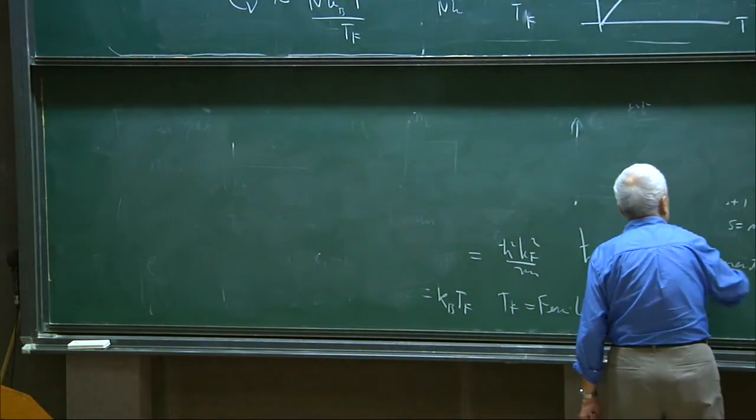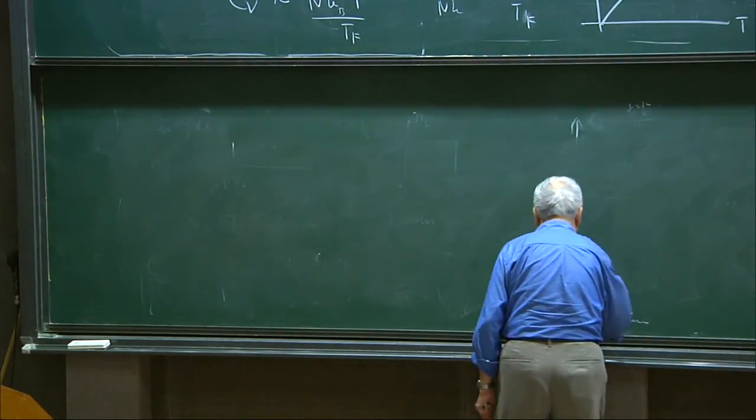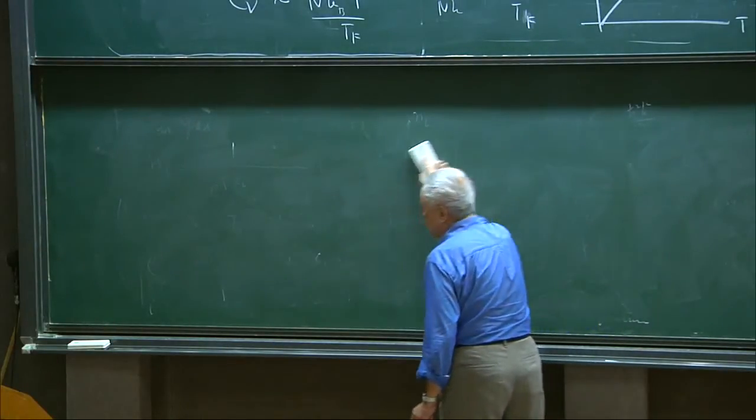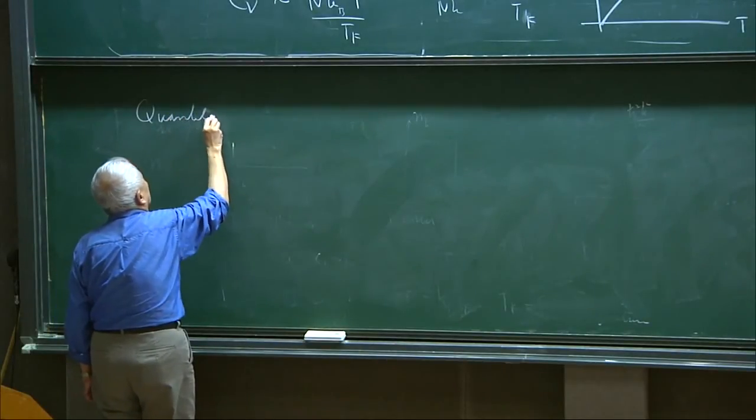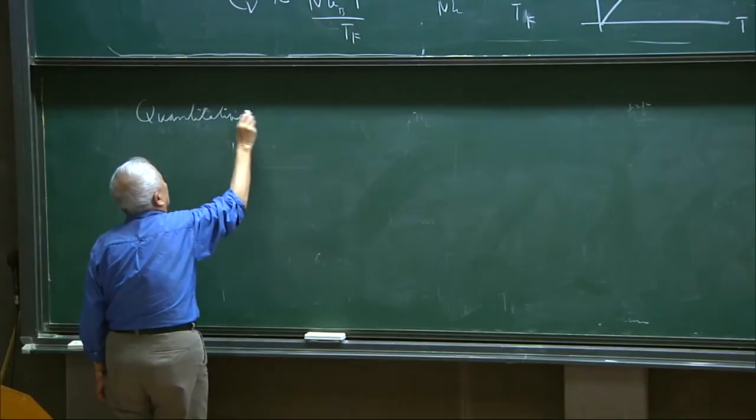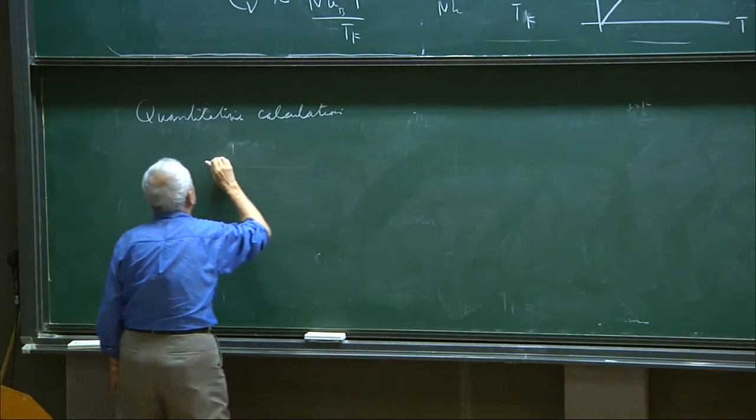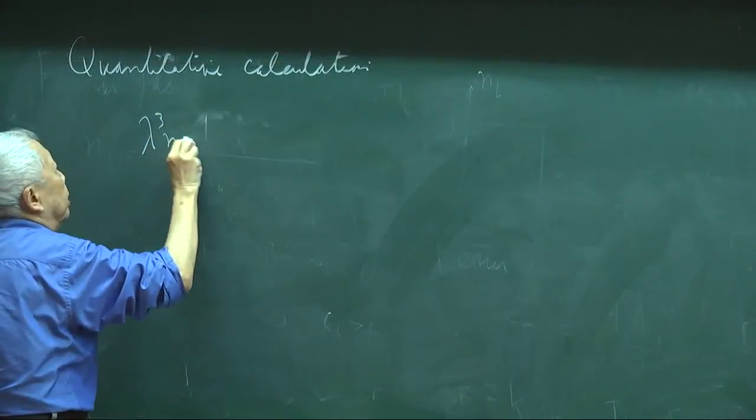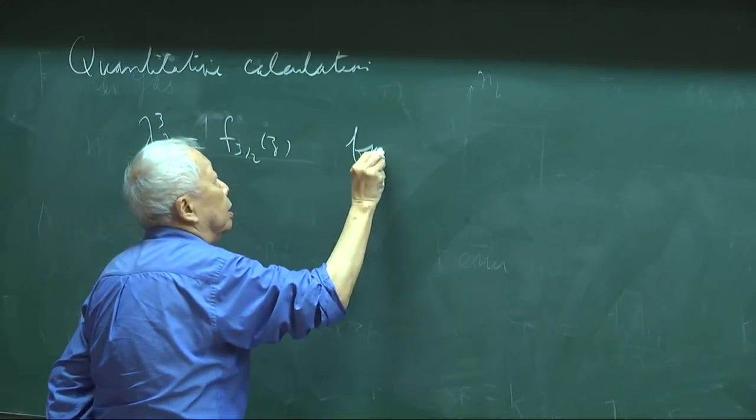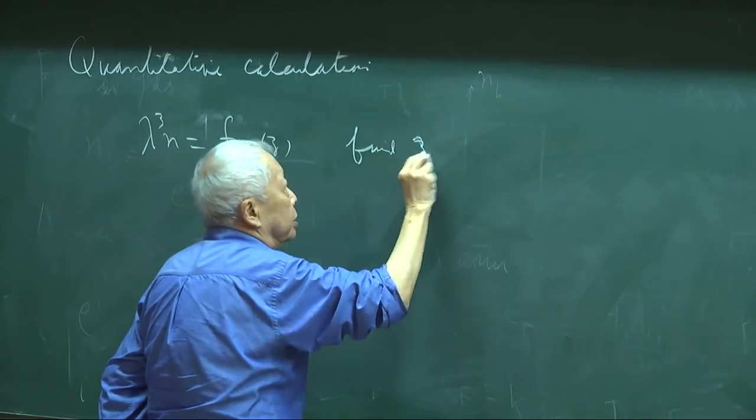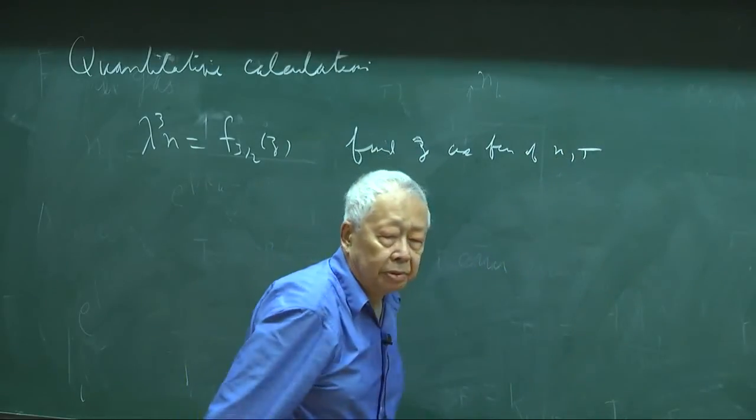Now, if you want to calculate the coefficients more precisely, you will have to solve for the chemical potential. A quantitative calculation must start with solving lambda cubed n is equal to f 3/2 of z. Find z as a function of n and T from this relation.